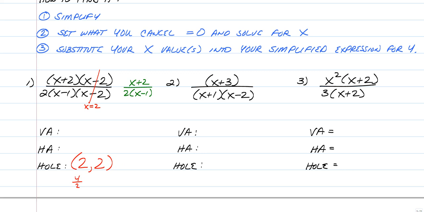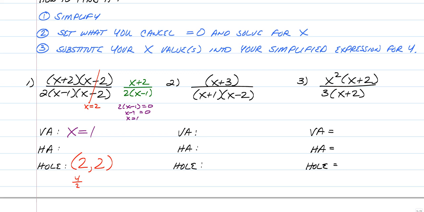Our vertical asymptote happens when we set the denominator equal to 0. So if we were to set 2 times (x minus 1) equal to 0, we would divide both sides by 2, and that would still give us 0. We would add 1, and we are going to have a vertical asymptote at x equals 1. Notice I have the x equals because it has to represent a vertical line.